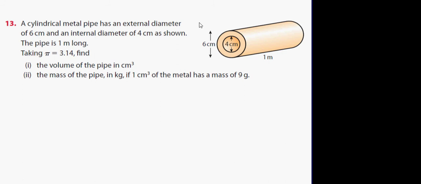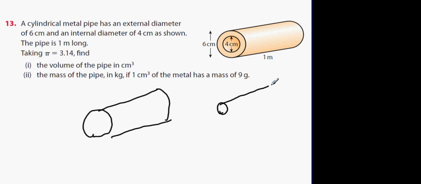So what we're going to imagine is that we have two cylinders. We have the big cylinder, and we're going to get the volume of the big cylinder. Then we're going to get the volume of the small cylinder that would be inside it. And then we take the first answer minus the second answer. That's basically drilling a hole, taking a small cylinder out of the big cylinder.